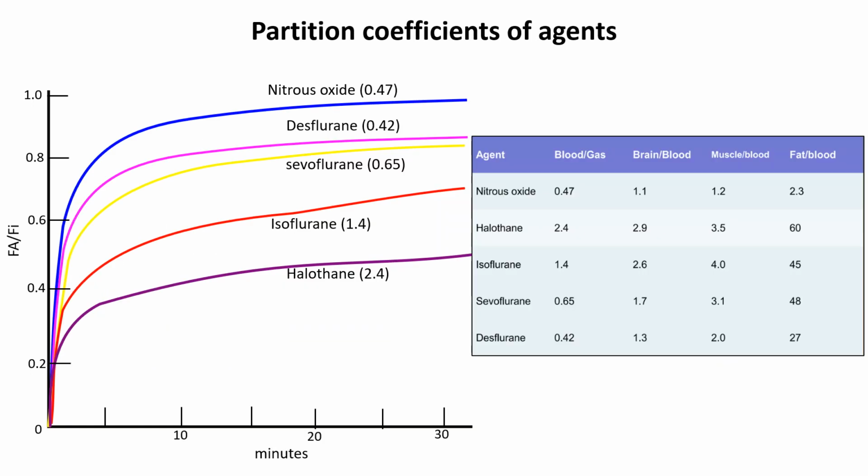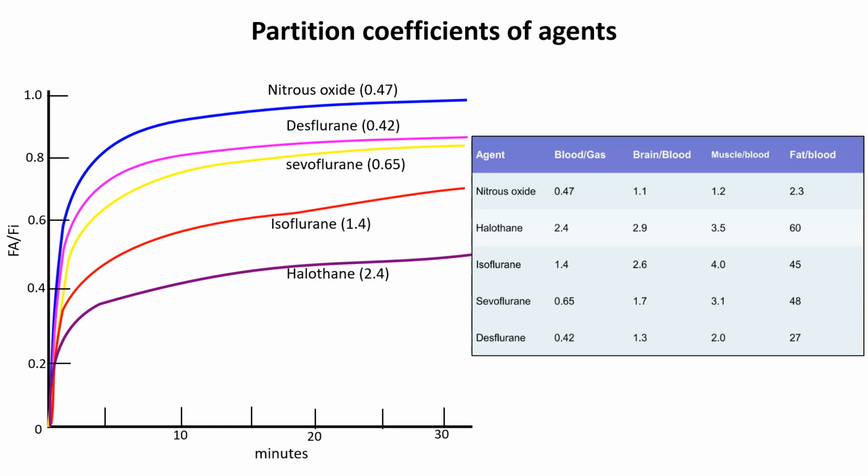The graph on the left shows the relationship between blood gas partition coefficients of different inhalational agents and how they affect the FA/FI ratio, and ultimately the speed of induction. The table on the right shows other partition coefficients which determine the relative solubility between different tissue groups.